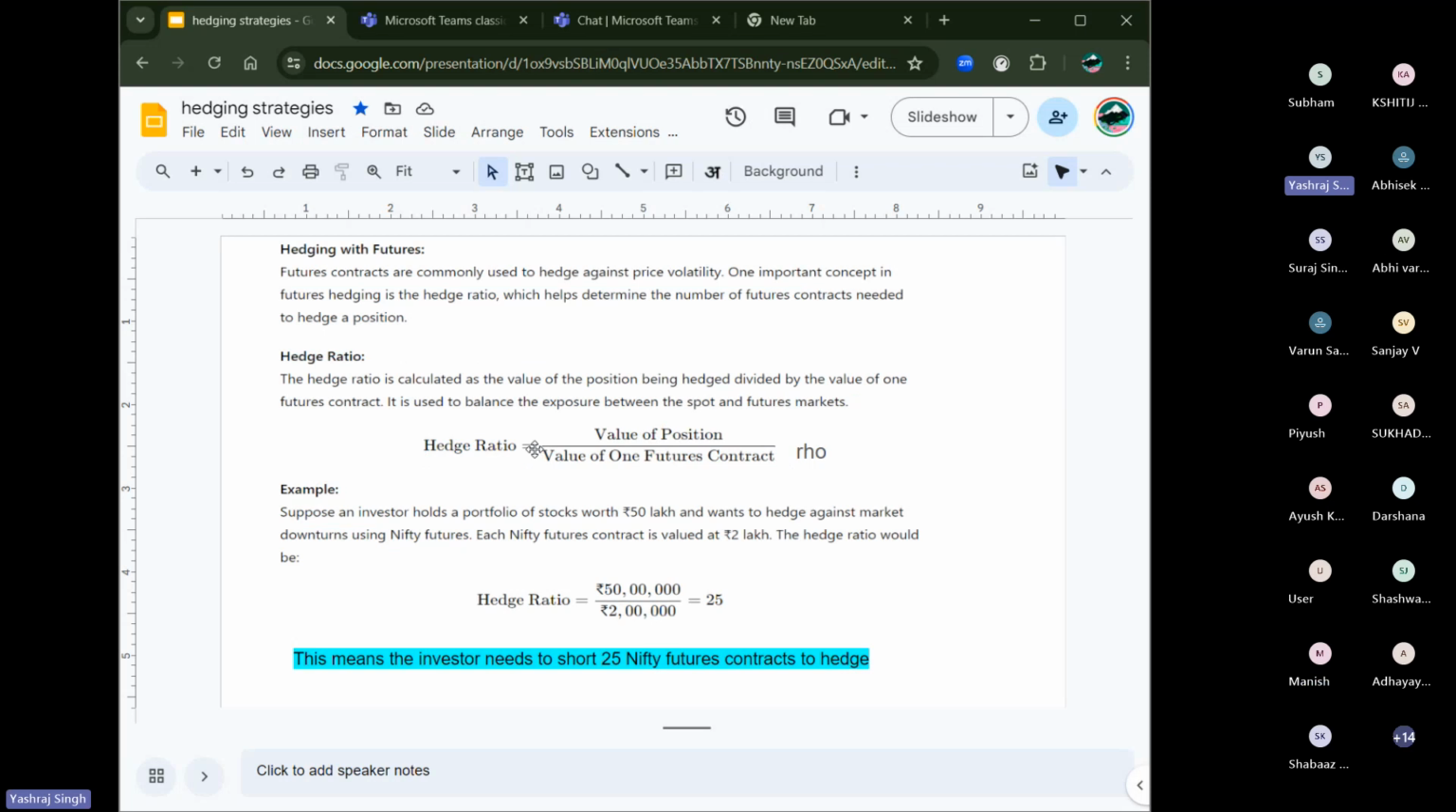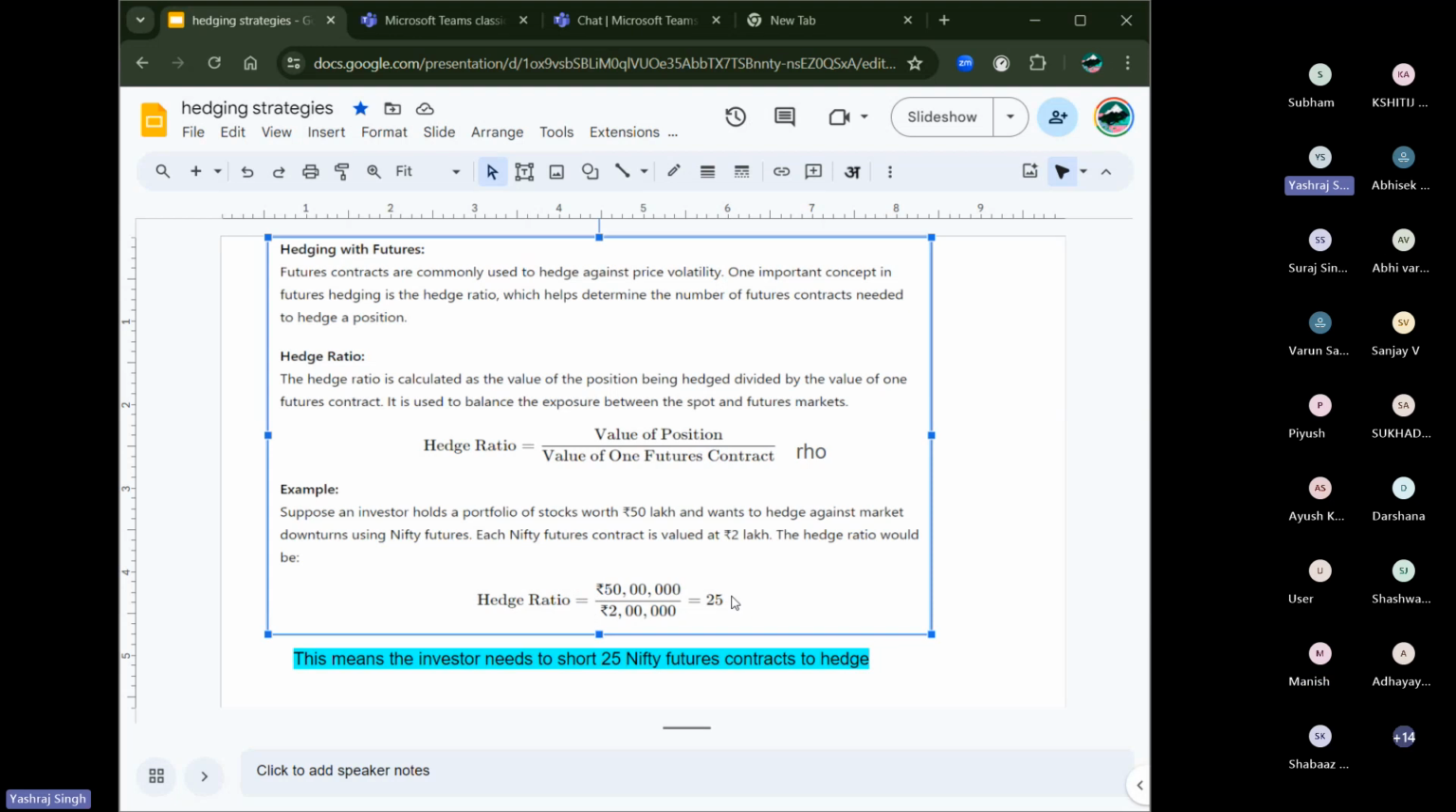Here we did not involve rho in this calculation, but let's say something where rho is really important. Assume there is a change in the stock price and a change in the futures price, and the correlation between the two is not exactly 1 but 0.5. Then we'll be multiplying this number by 0.5. So what will happen now with the hedge ratio is that it will be 12.5, so the nearest number will be 12 or 13.